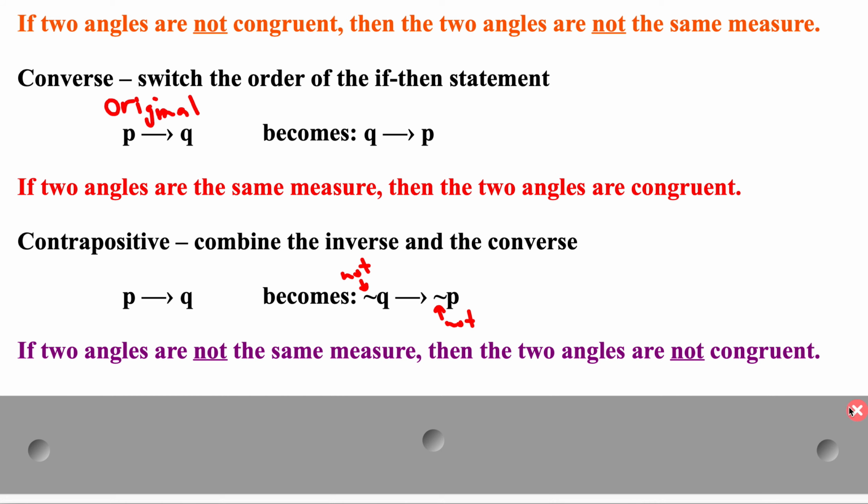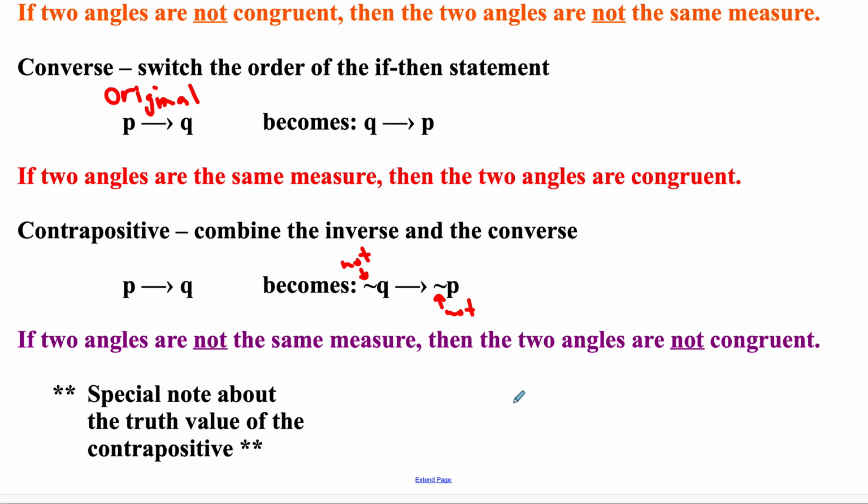Now, there's an interesting thing about the contrapositive. The truth value of the contrapositive is always the same as the original statement.